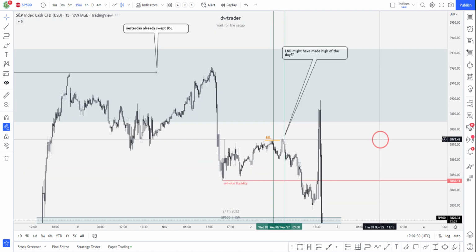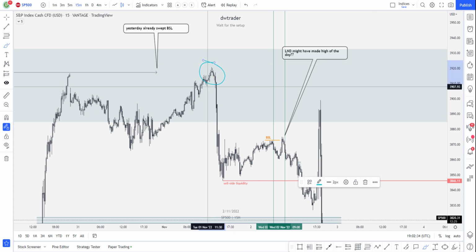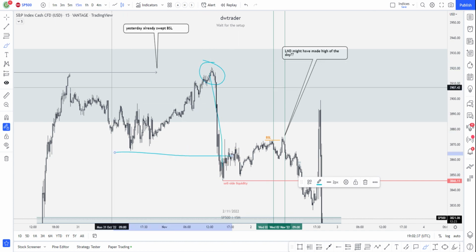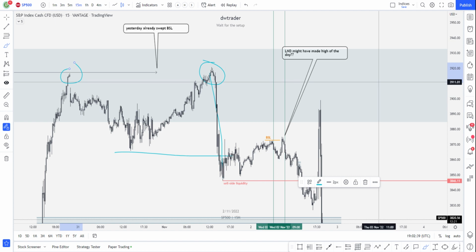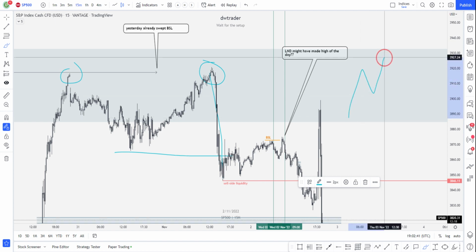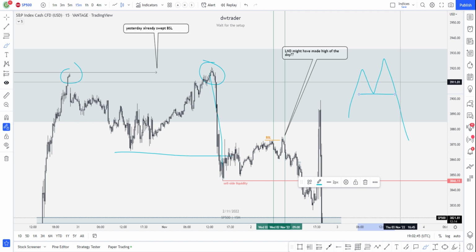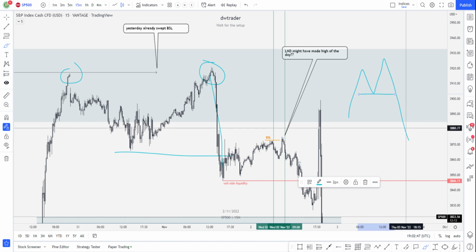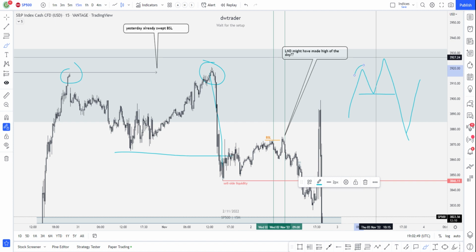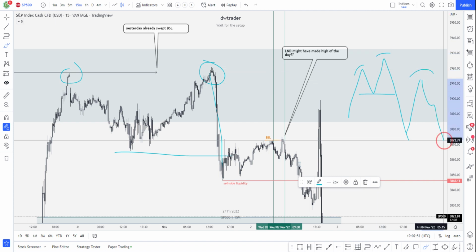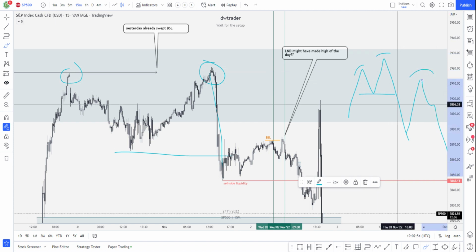So just seeing that yesterday already swept the previous daily high. We had a breakdown, breaking structure. And you can see the pattern forming here. We had a high, higher high, breaking market structure. So there is your pattern. Then potentially what we could expect again is a pull up to create that right shoulder, head, left shoulder, right shoulder, and then a continuation lower. But that's besides the point.